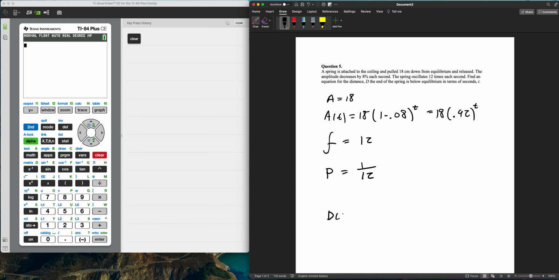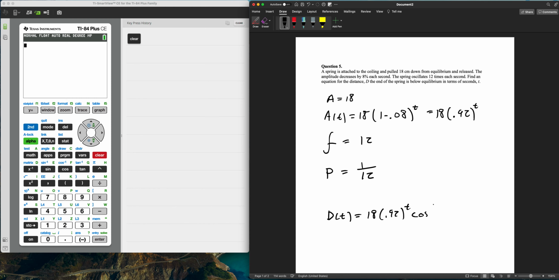So d of t is equal to, we'll start to write the equation. Now we'll just go bit by bit. First we'll write the amplitude function. And because we're starting at 18 centimeters, we know that we're going to be using a cosine function, because cosine starts either at a minimum or a maximum. So we're going to use a cosine function, so cos.